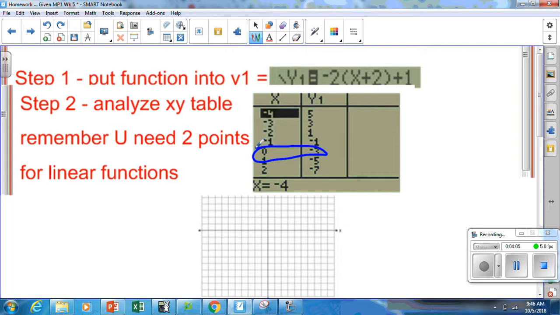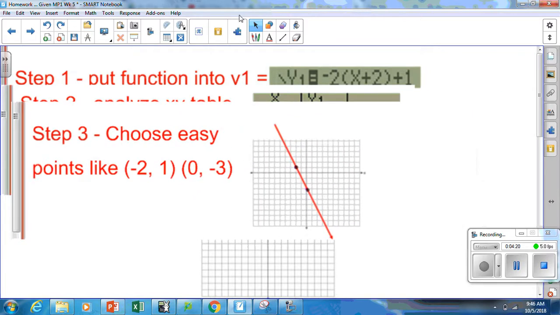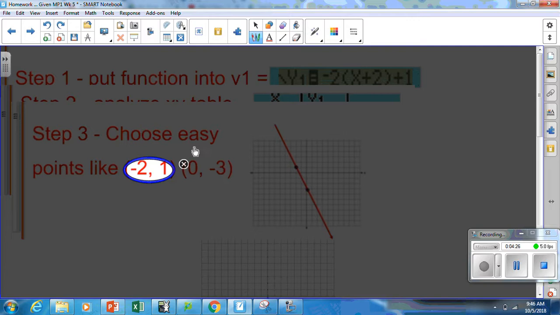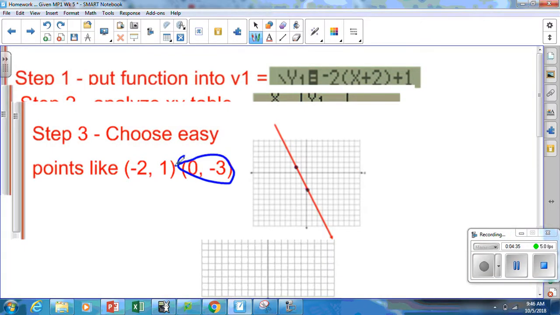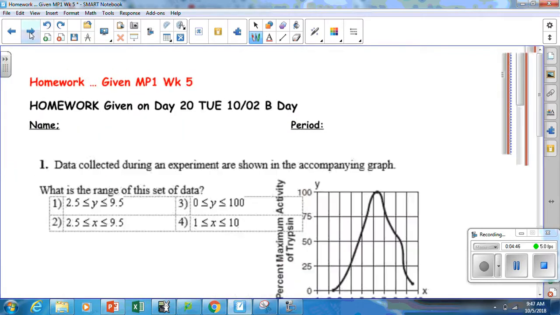Well, I'm glad you asked. I recommend you always start with a y or x intercept, and then another fairly easy point. In this case, I'm suggesting you go with negative 2, comma 1, which is this point right here, or our y-intercept, 0, comma negative 3. Okay? Easy peasy.